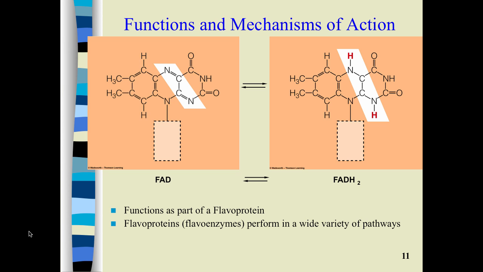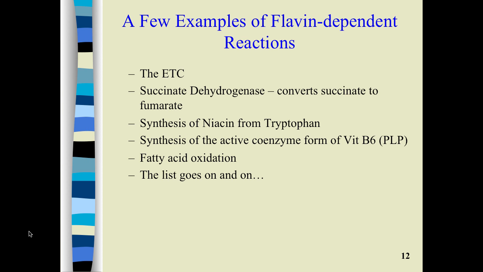And there are lots of enzymes that require flavin coenzymes, FMN and FAD. It's estimated there's up to 200 enzymes that use either FMN or FAD. Here's a few examples. We mentioned this before. Electron transport chain.